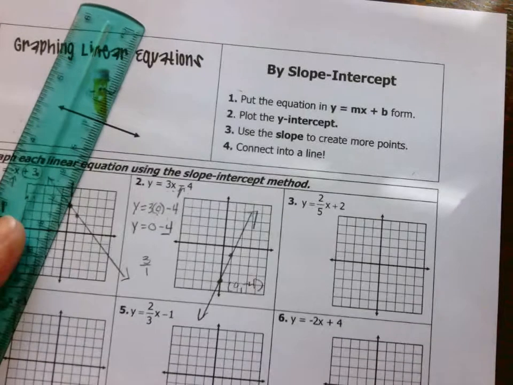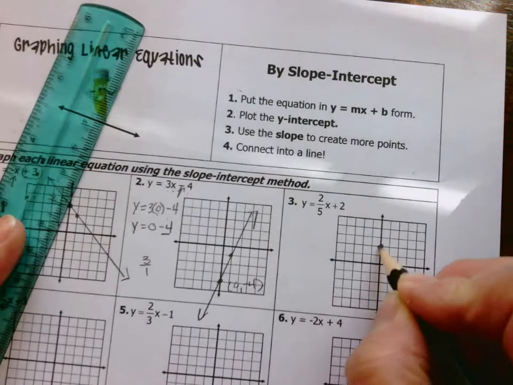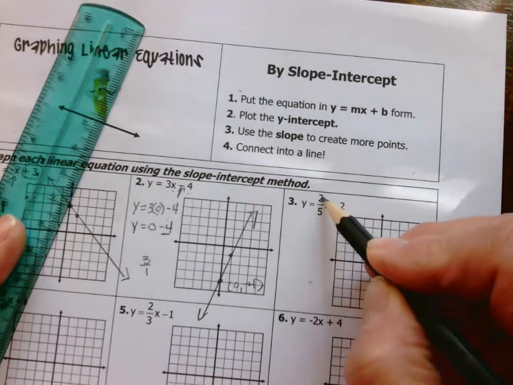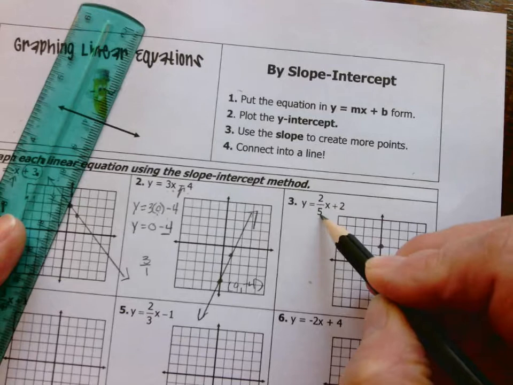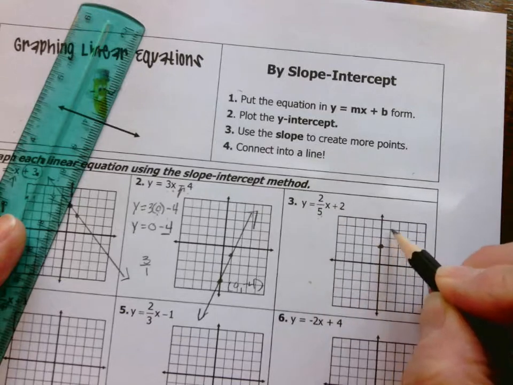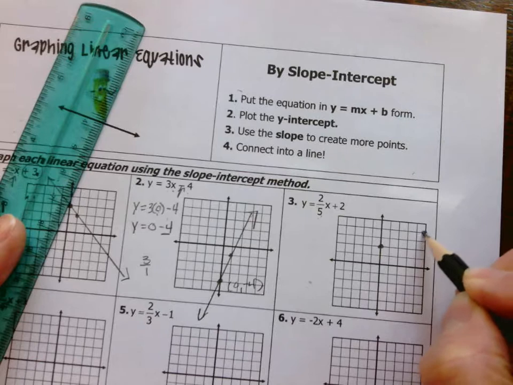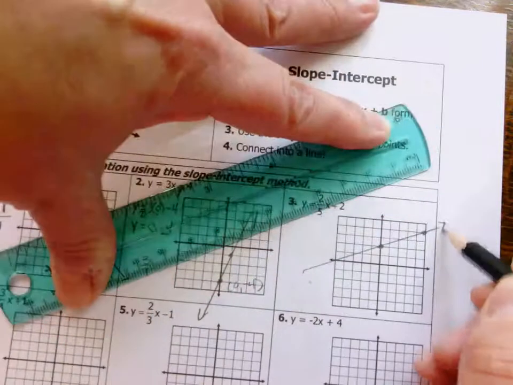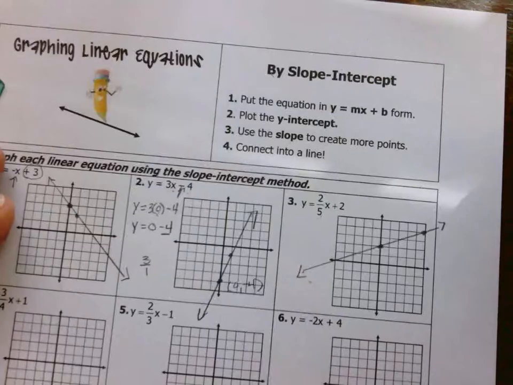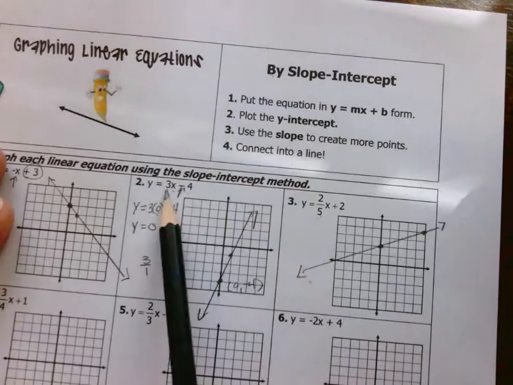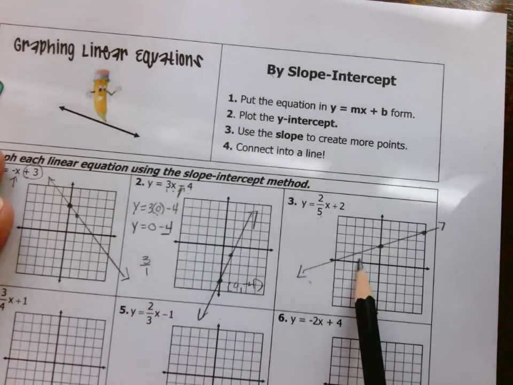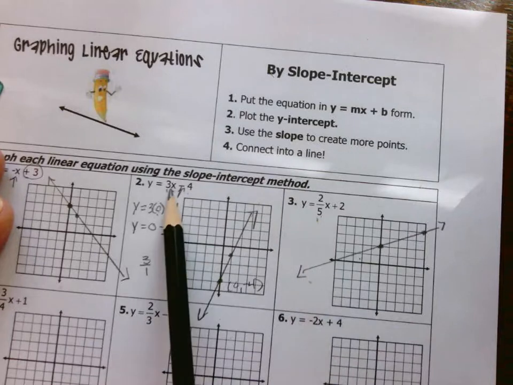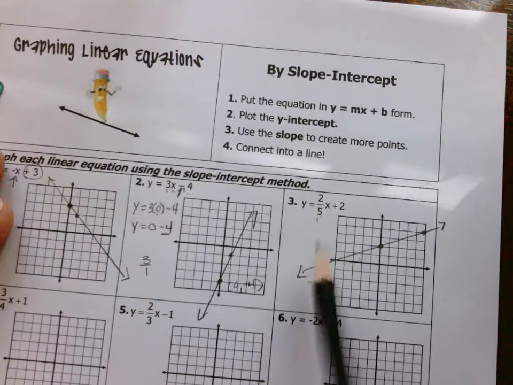In problem number 3, we have a y-intercept of 2, and our slope is positive, so we expect our line to be going like this. And I would go up 2 units for every 5 units I go to the right. So up 2 and over 1, 2, 3, 4, 5, and there's a second point. And I'm going to connect the dots. And there's my line. Notice how steep this line is. My slope is 3. Notice how flat this line is. My slope is much less than 1. So the bigger this number is, the steeper my line is going to graph.